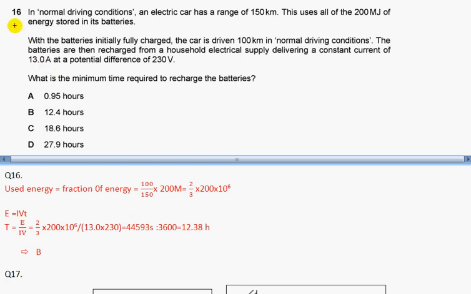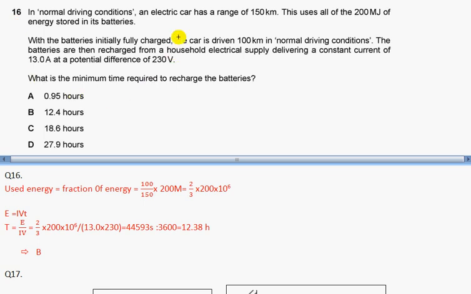In normal driving conditions, an electric car has a range of 150 kilometers. This uses all of its 200 megajoules of energy stored in its batteries. With the batteries initially fully charged, the car is driven 100 kilometers in normal driving conditions. The batteries are then recharged from a household electrical supply, delivering at a constant rate of 13 amperes and potential difference of 230 volts. What is the minimum time required to recharge the battery?